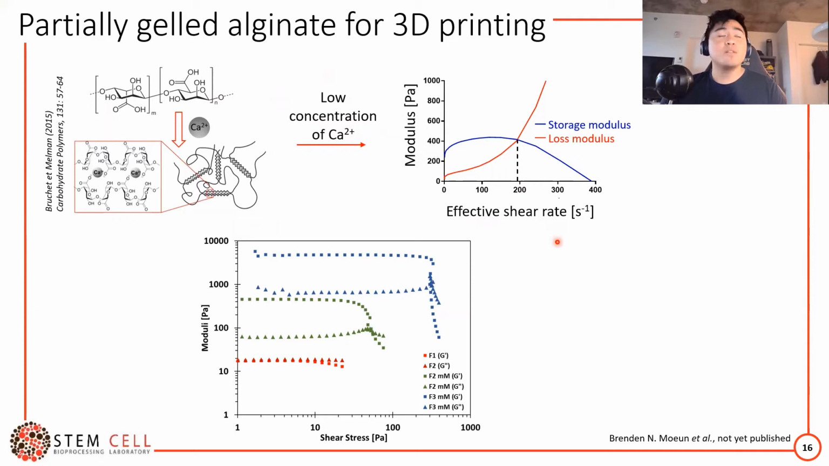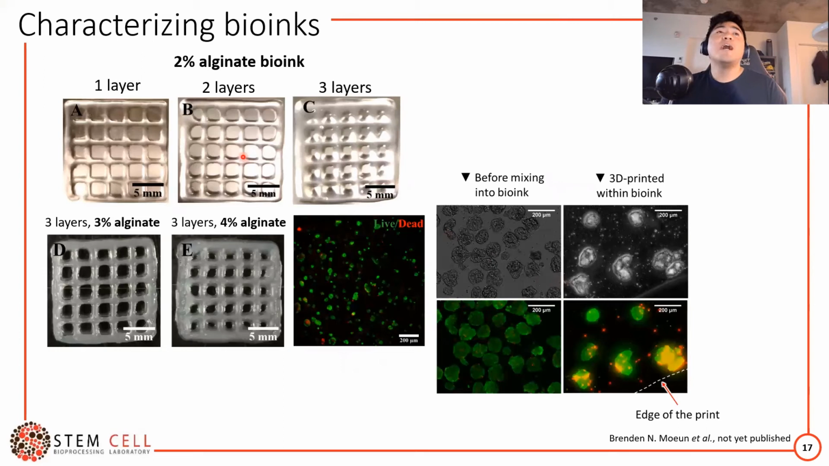So this can be done with a lot of other different hydrogels that cross-link through other means, such as temperature, or other cross-linkers that aren't calcium. And we've also shown that we can tune the dynamics of the storage and loss modulus based on how much cross-linking we do. So this is how we characterized our alginate bioink.